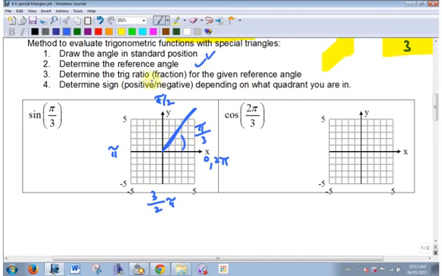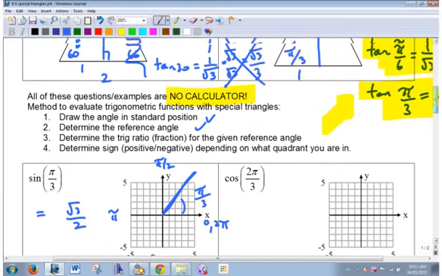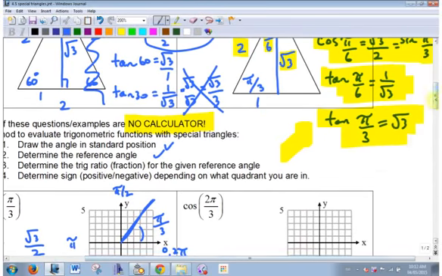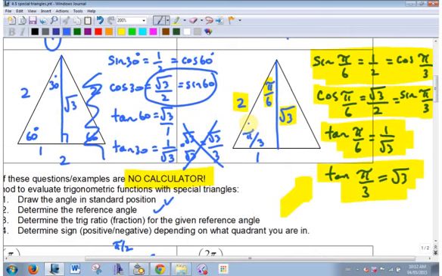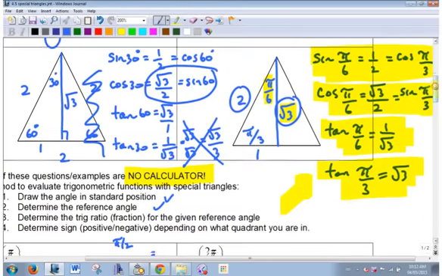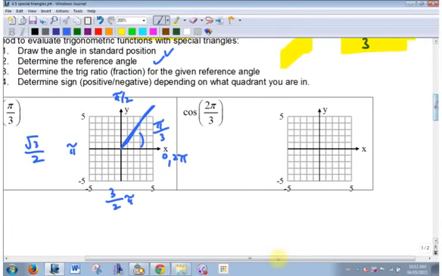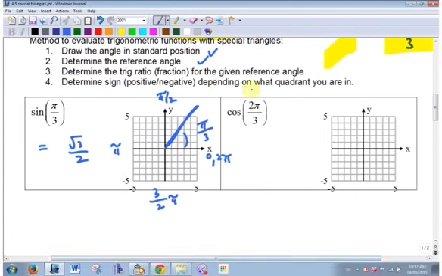Check. Determine the trig ratio fraction for the given reference angle. Sine of pi over 3, that's the same as sine 60, which is root 3 over 2. Okay, let's go double check. Here's my triangle. I want pi over 3, sine of pi over 3 is O over H, root 3 over 2. Lastly, don't forget this part. It's easy, but a lot of people forget it because they think, I'm so happy I got that, I'll go on to the next question.